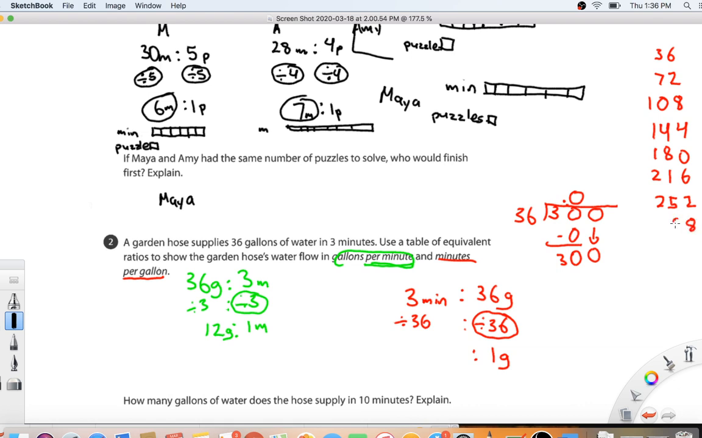Now, closest thing to 300 is 288. If we add another 36, that would be over 300 for sure. So we're going to multiply 36 times 8, and we get 288. When we subtract this, how far away from 300 is 288? You're 12 away.